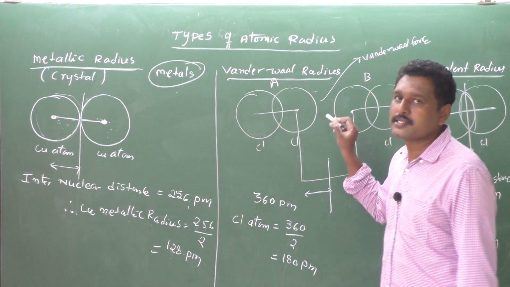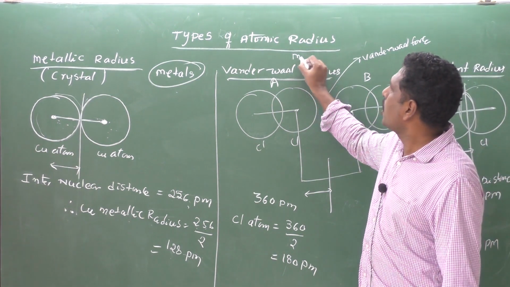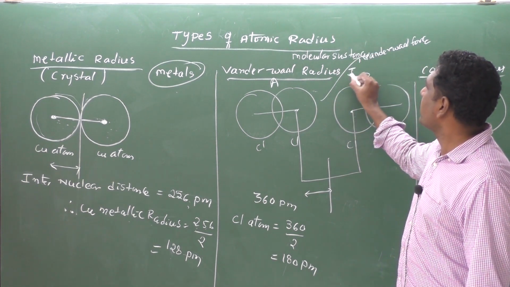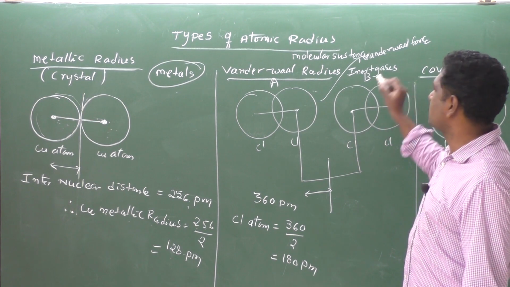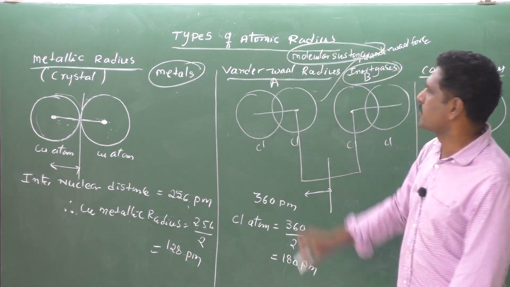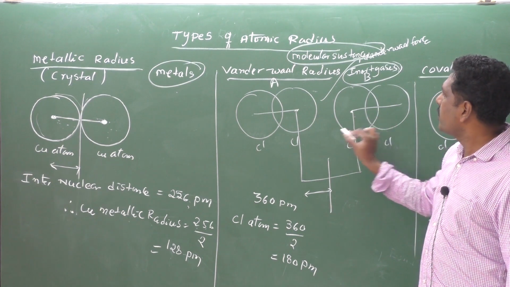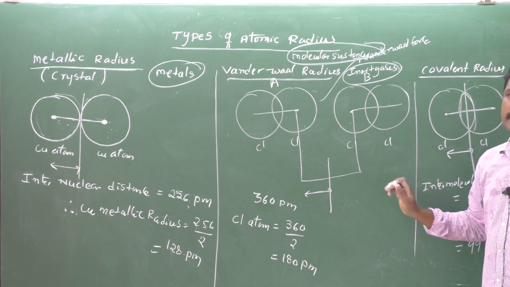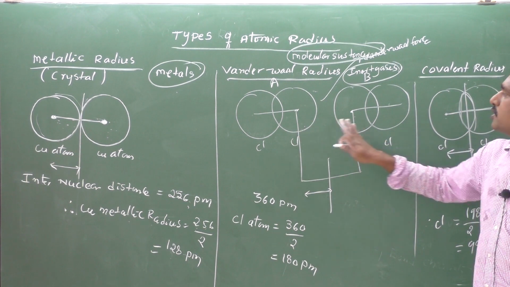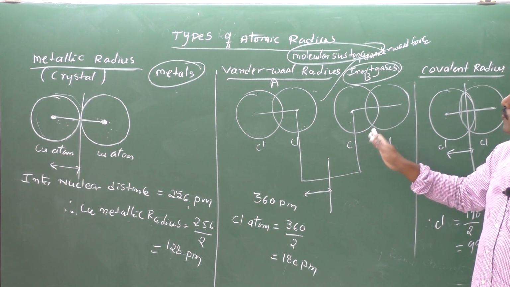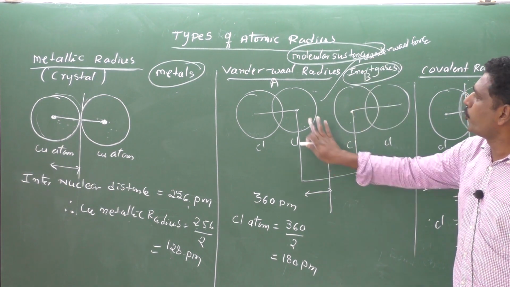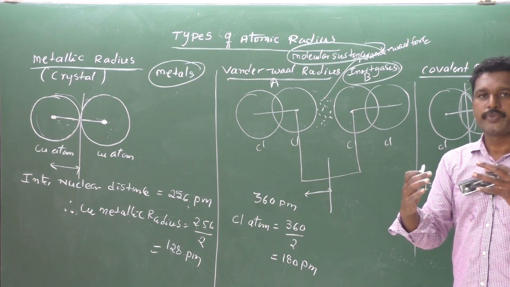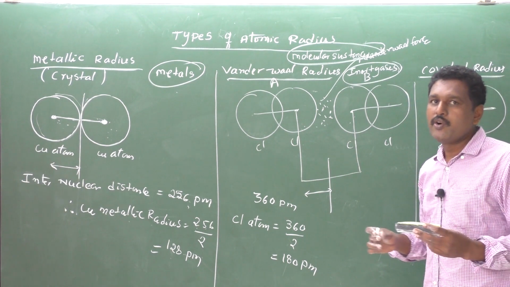Second one, van der Waal radius. This is applicable for molecular substances and also inert gases. It is half of the internuclear distance between two adjacent atoms of two different molecules, which are held by weak van der Waal forces. This is the A molecule, this is the B molecule. Here in between these two atoms, van der Waal force is there.